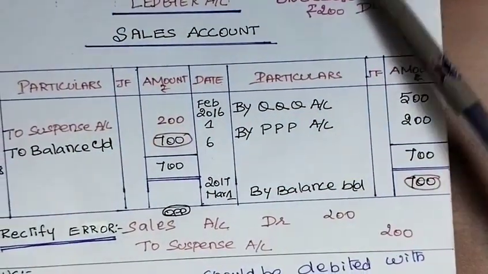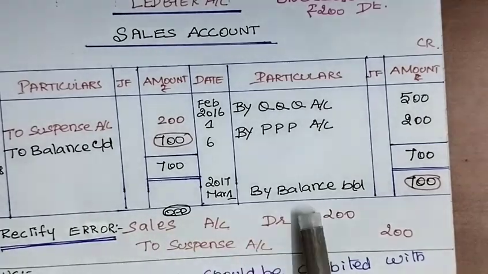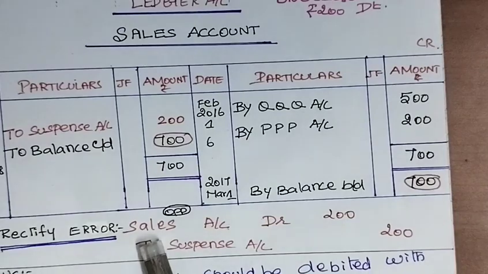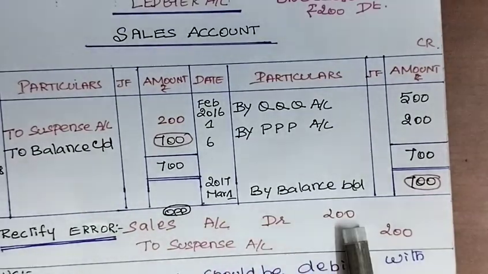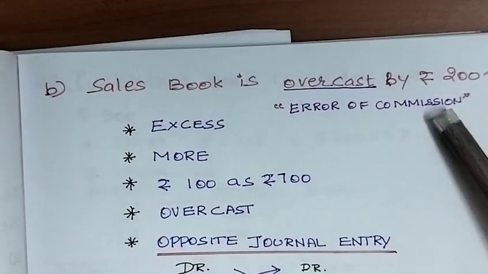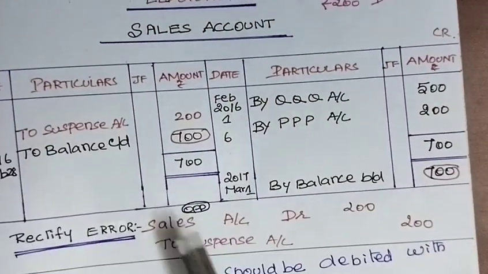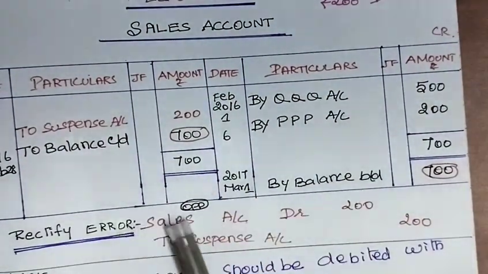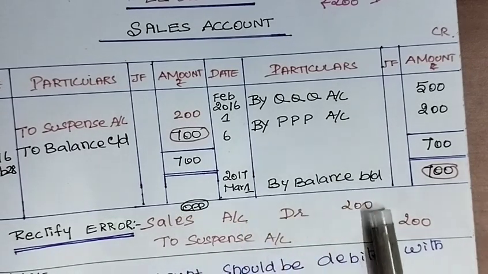So you should write the sales account on the debtor side. You should show it to rectify the error. Sales account debtor, how much excess? 200 rupees over cost, 200 rupees increased. So sales account debtor, we should use the opposite journal entry to rectify the error. So sales account debtor 200 rupees.